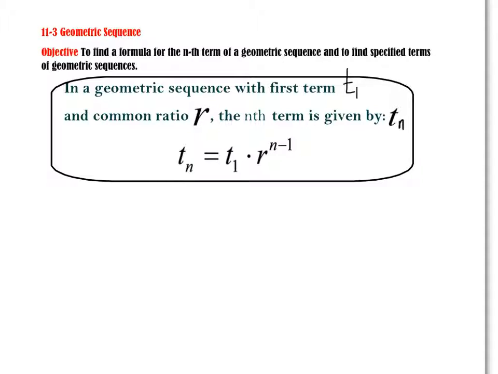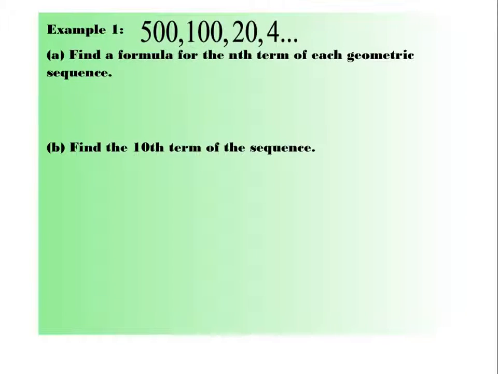For a geometric sequence, the first term still refers to T1. The common ratio now is R. And then we can find a formula for the nth term with Tn equals T1 times R to the n minus 1. So in the first example, it says find a formula for the nth term of each geometric sequence, and then we'll find that specific 10th term in this case.